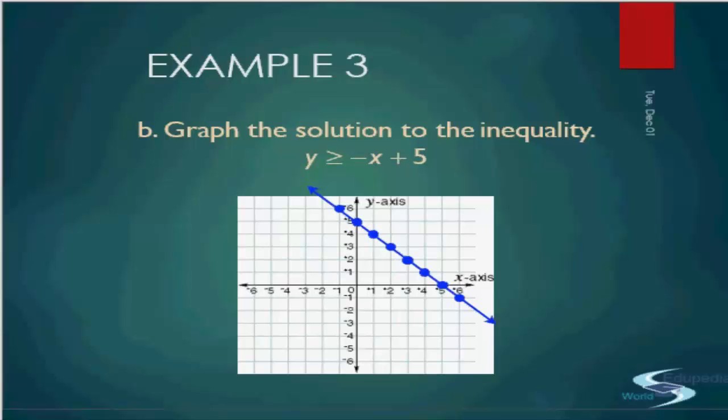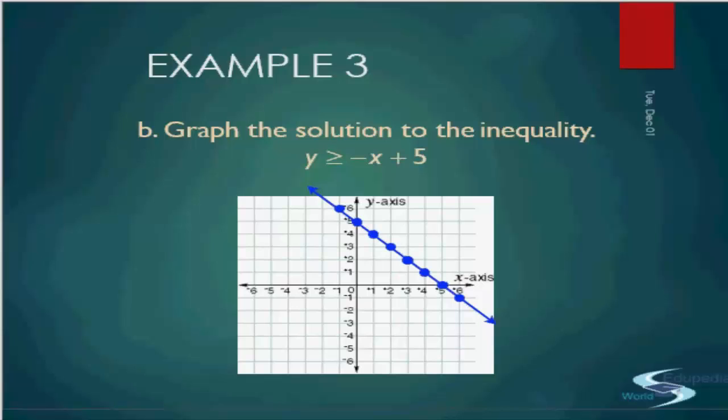So you have this graph, you've drawn it. Now how do we find out the shaded area? In order to find out the shaded area, we take the simplest of all the points. The simplest of all the points is 0, 0, and we substitute 0, 0 into the equation. So what do we get?